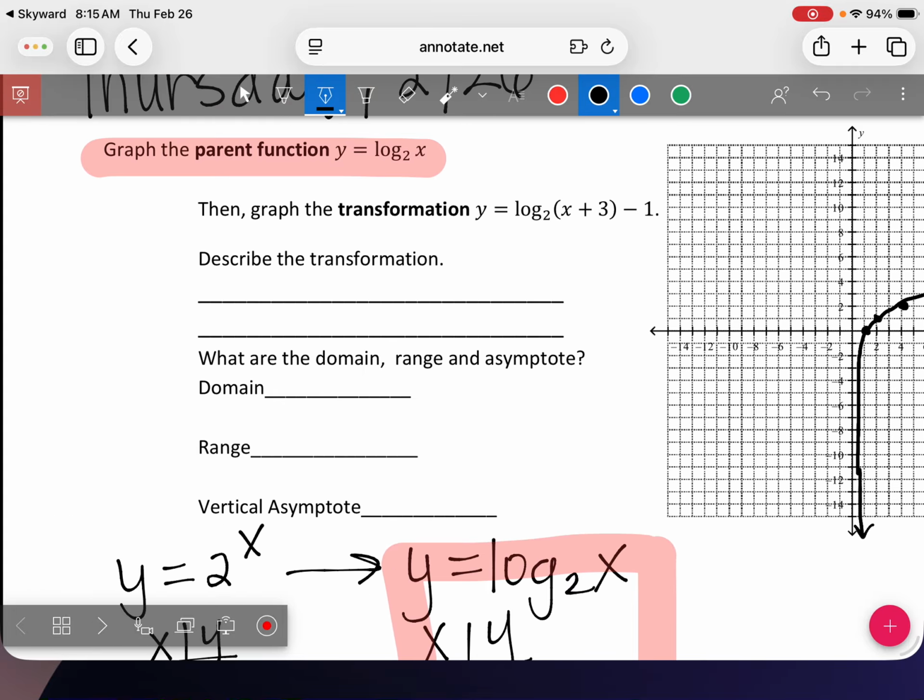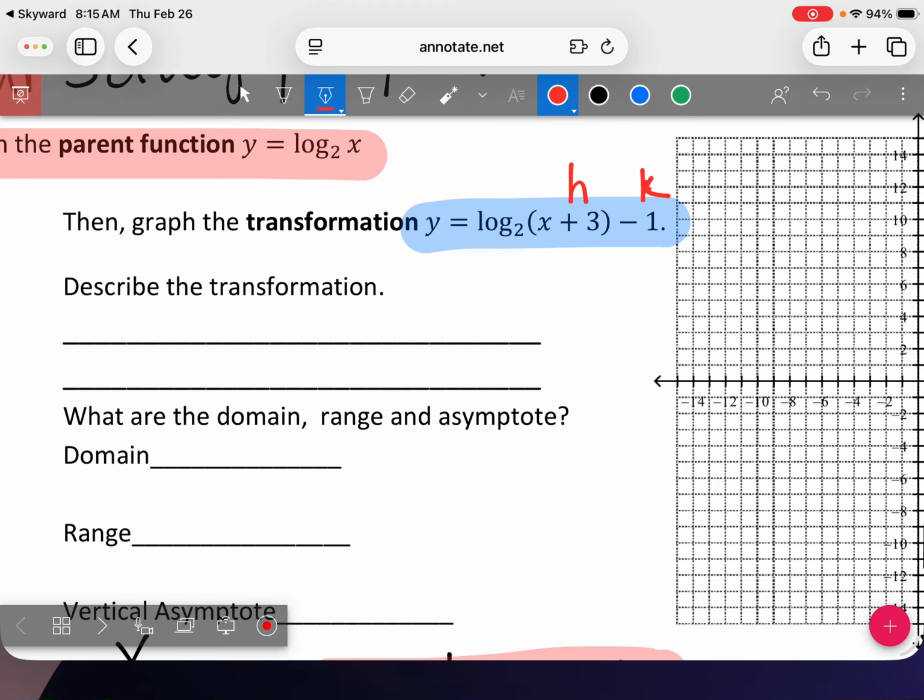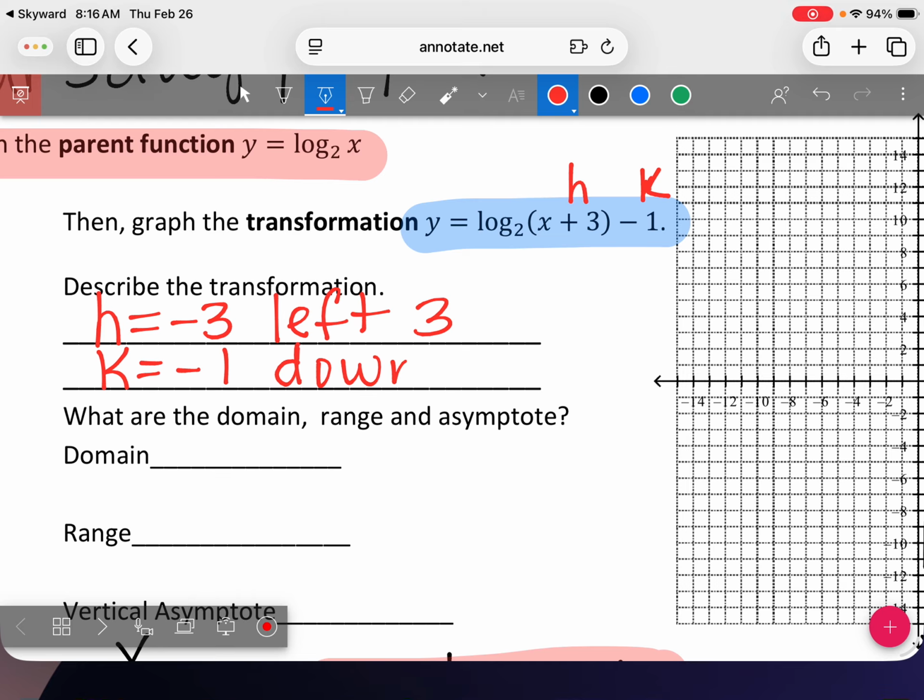the transformation. So this is our transformation right here. So this is H and K. So would H be positive 3 or negative 3? You always flip it. And what's that going to make our graph do? Go left 3. K is negative 1. That's going to make it go down 1.